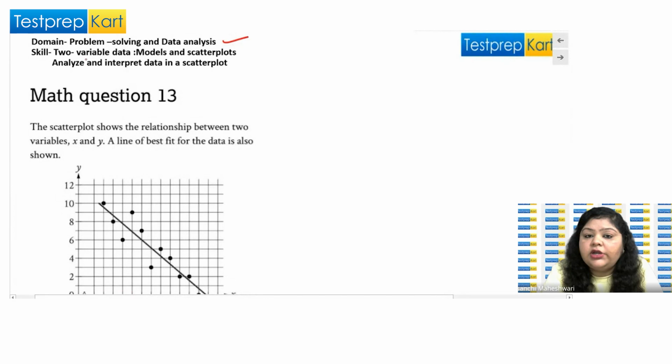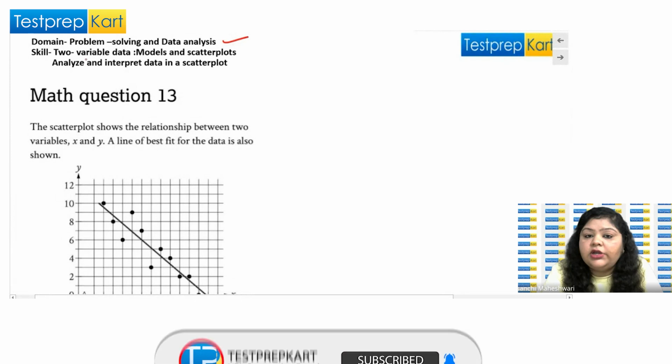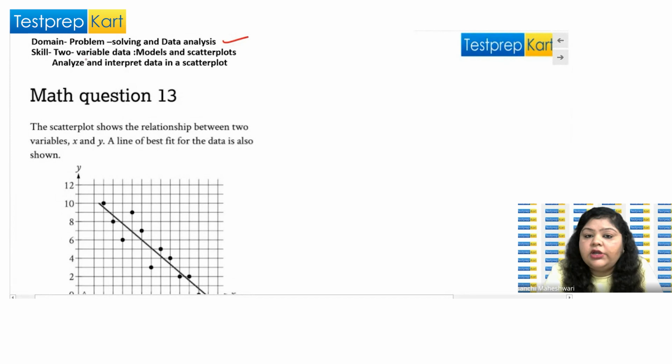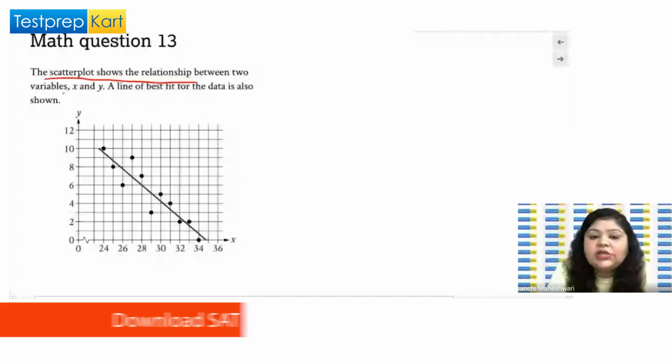Now have something like data analysis, where you have to analyze the given data. Okay, and then you have to say something about what the question is asking. You have to say from the given question: the scatter plot shows the relationship between two variables x and y.